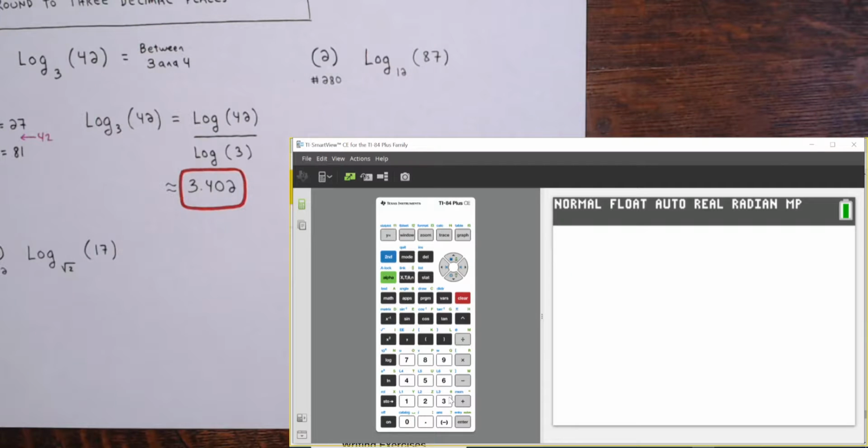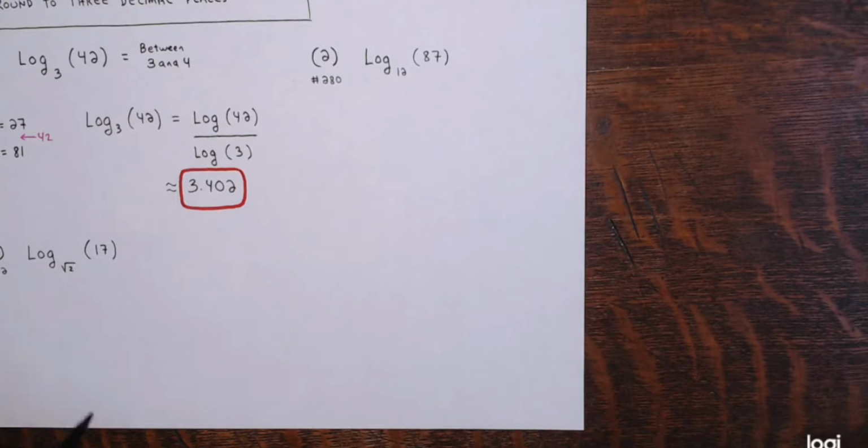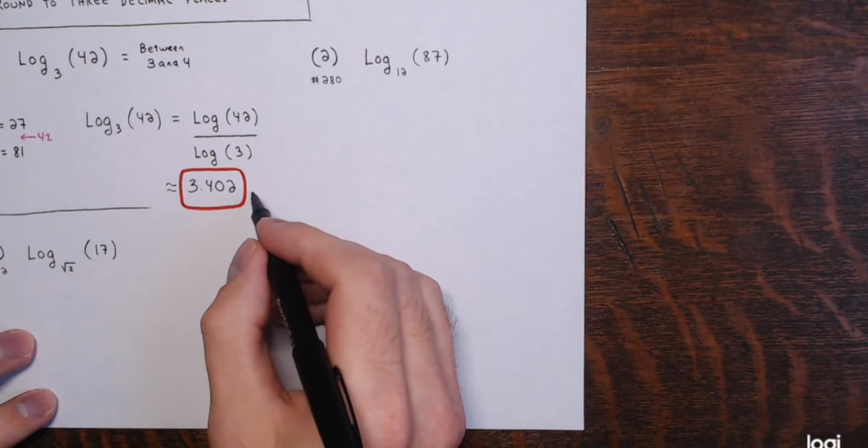And let's check that. Let's take 3 raised to the 3.402 power. Now, this was rounded, so this won't be exactly 42, but it should be really close to 42. And look at that, 41.99. That's basically 42. So that was good. A good approximation of the logarithm base 3 of 42. And I'm doing the same thing for all these exercises.